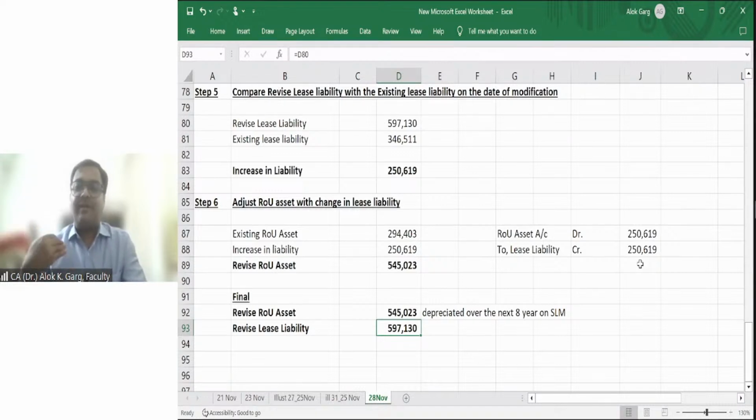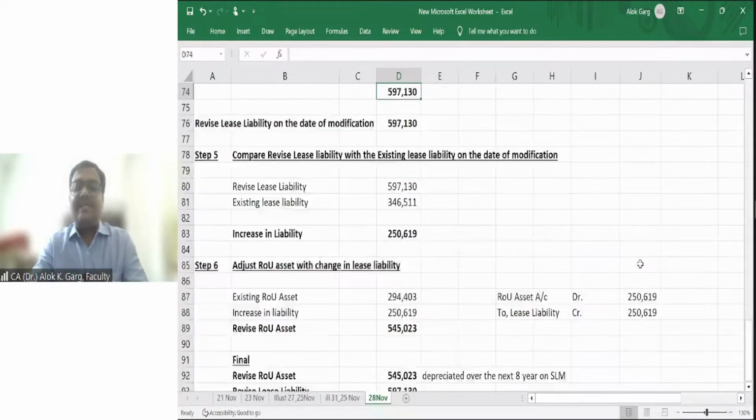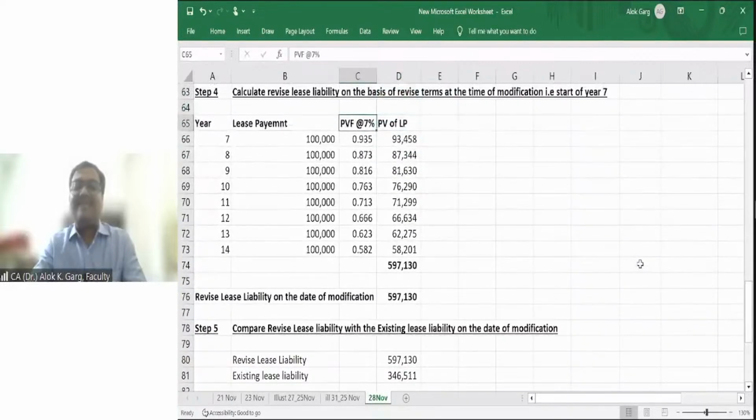Where you need to factor an interest cost of 7% and a lease payment of 1 lakh rupees, and you will find at the end of 14 years this will become zero. Why? Because this amount you have computed by discounting 1 lakh rupees of lease payment at the rate of 7%. When you unwind, the result will be the same. Okay.